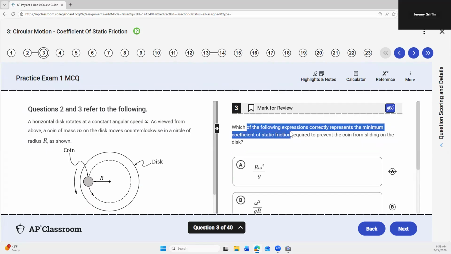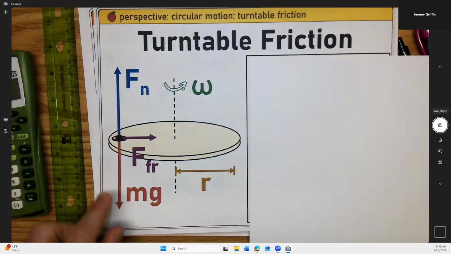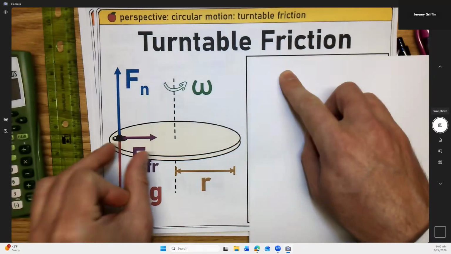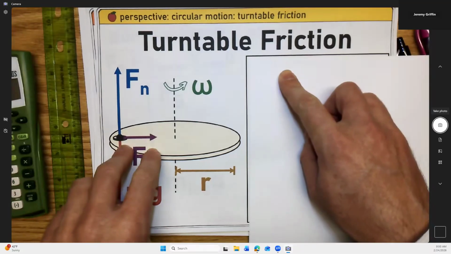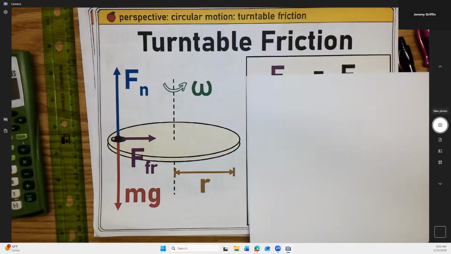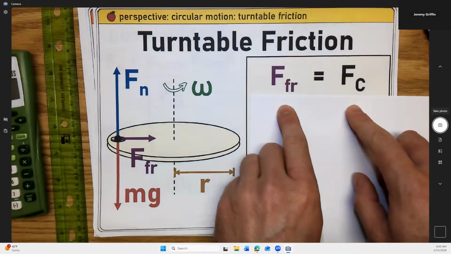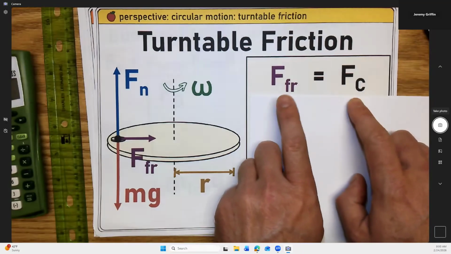Which of the following expressions correctly represents the minimum necessary coefficient of static friction? So let's go through this piece by piece. First line: this friction force is acting as what kind of force again? Centripetal. So that's going to be the first domino. Now we're going to do some substitutions here.